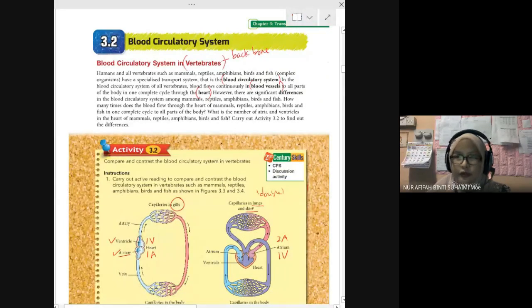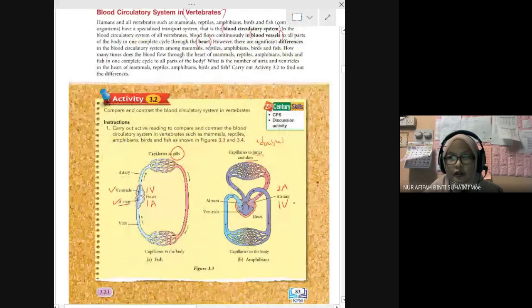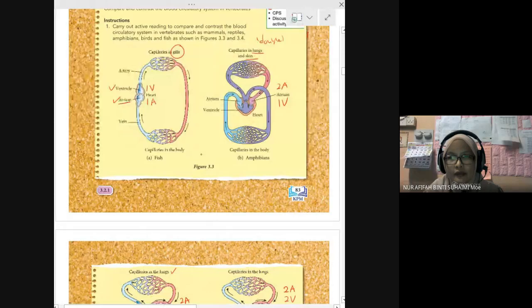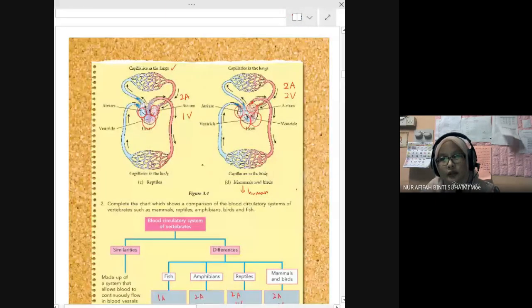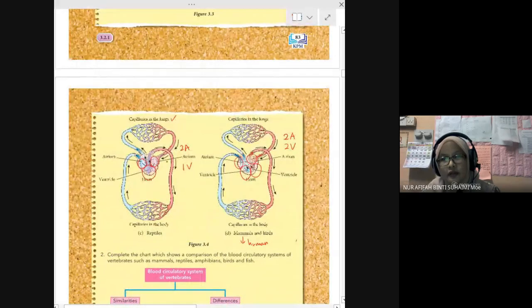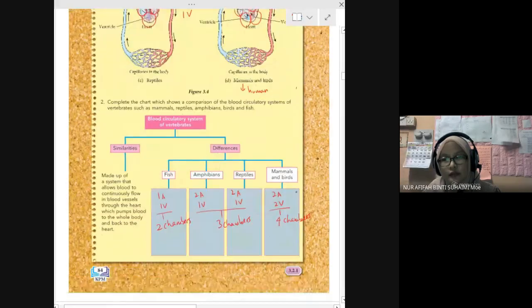For 3.2, revision from last week. Blood circulatory system in vertebrates. We have 4 groups of animals, including human. Fish have 1 atrium and 1 ventricle. Amphibians have 2 atria and 1 ventricle. Reptiles, same as amphibians, have 2 atria and 1 ventricle. And humans, including mammals and birds, have 2 atria and 2 ventricles. Okay.